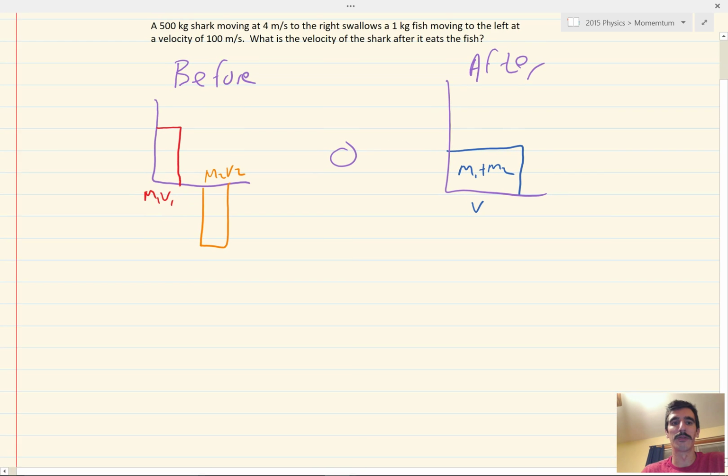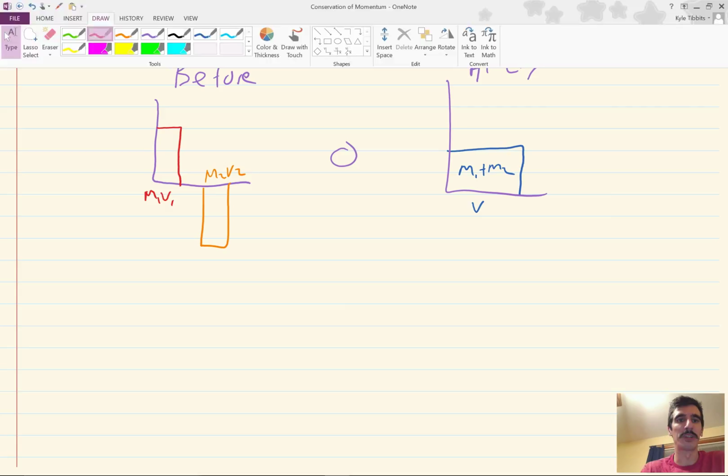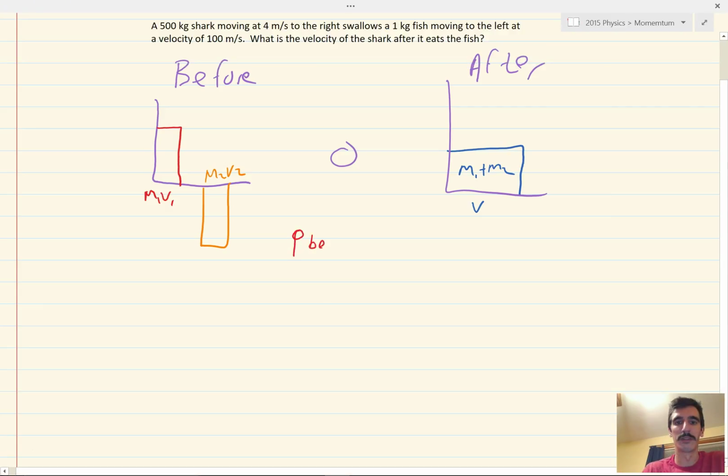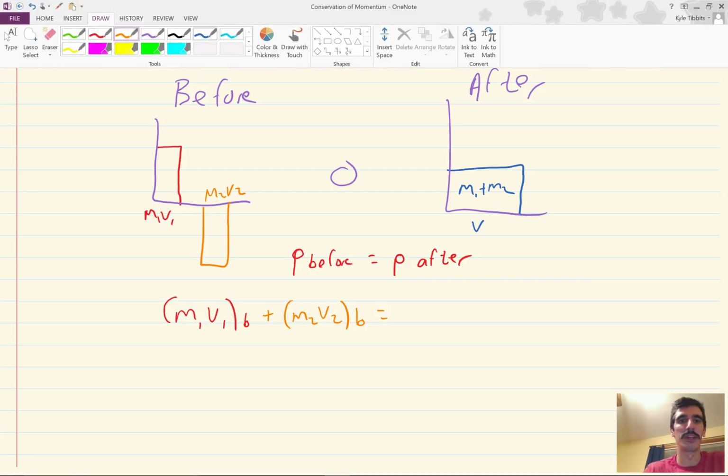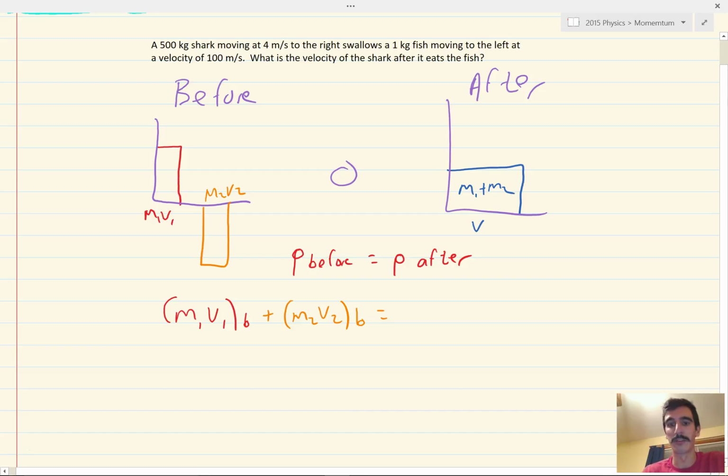So from here, we're going to write our formula. Conservation of momentum says everything before is equal to everything after. And that's the sum of the momentum before and the sum of the momentum after. So the shark has momentum. So we've got M1V1 for the shark, and the fish has momentum, so plus M2V2 for the fish, and that equals the combination of their masses, so we have M1 plus M2 times the velocity after.